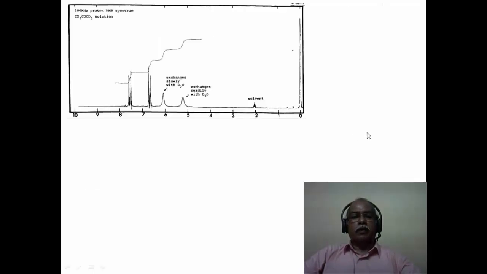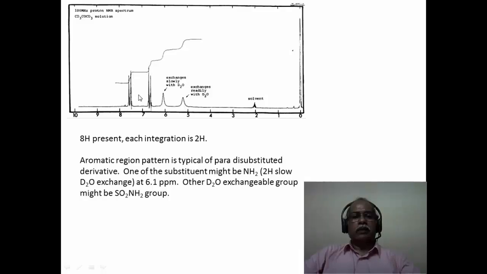The proton NMR spectrum is very pretty, in the sense that this feature essentially tells you that it is a para-disubstituted derivative. There are 8 hydrogens present, each of 2 hydrogen intensity. In other words, this is a 2 hydrogen intensity, 2 hydrogen intensity, 2 hydrogen intensity, and 2 hydrogen intensity. So all the 8 hydrogens are taken care of in the molecular formula. The aromatic pattern is a very typical para-disubstituted pattern.